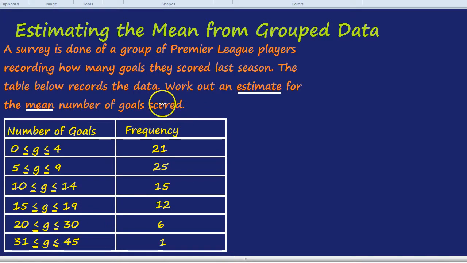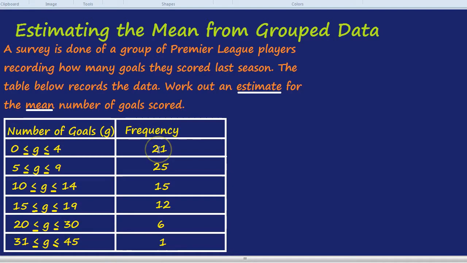The reason is that these 21 players, for example, we don't know whether they scored 0 goals, 2 goals, 1 goal, 3 goals or 4 goals. These inequality signs mean that G, which is the number of goals, could be 0, or 1 or 2 or anything in between 0 and 4. The little equals just means could be equal to. So G could be equal to 0, is greater than 0, but has to be less than or equal to 4. So we have to estimate. We don't know exactly how many goals these 21 players scored.